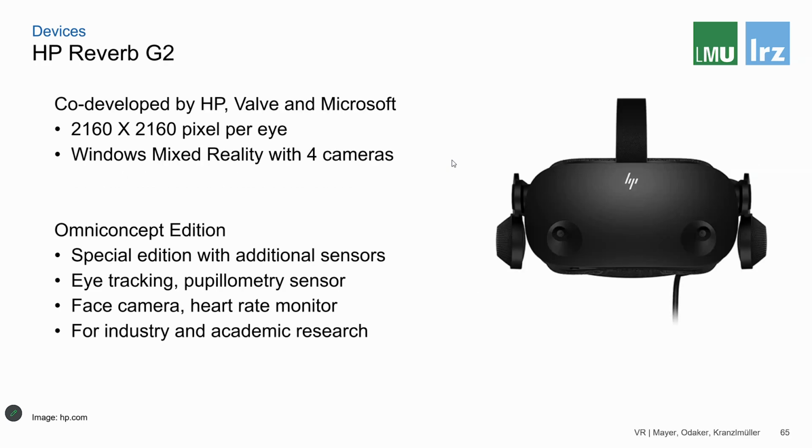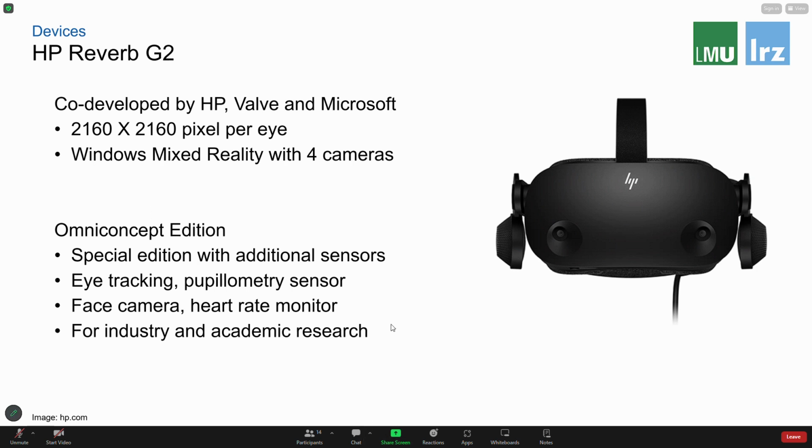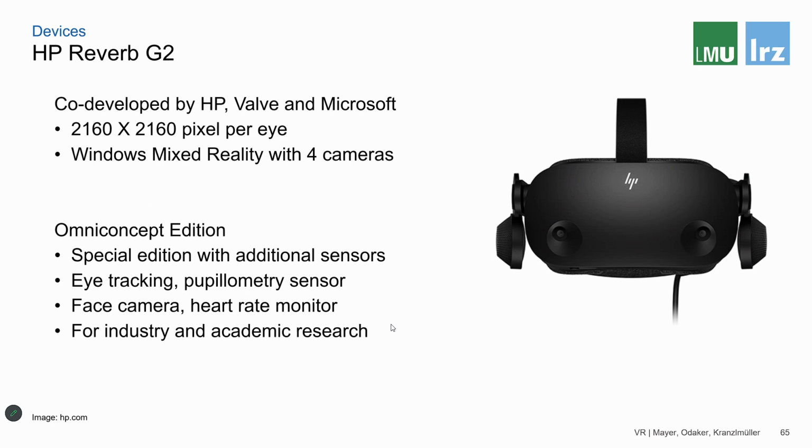HP actually did a bit of a better job. They released the Reverb and then, more importantly, the Reverb G2, which is actually not bad. The G2 was co-developed by HP, Valve, and Microsoft. It has a good resolution of 2160 by 2160 per eye, and it has an improved Windows Mixed Reality tracking system with 4 cameras. The interesting thing about the G2 was that they later on released an Omnicept Edition, which is a fancy name for basically a G2 with some added sensors.